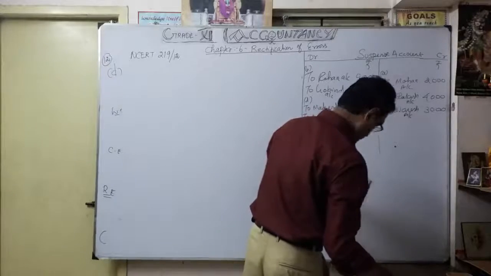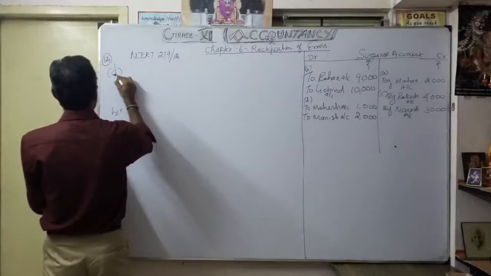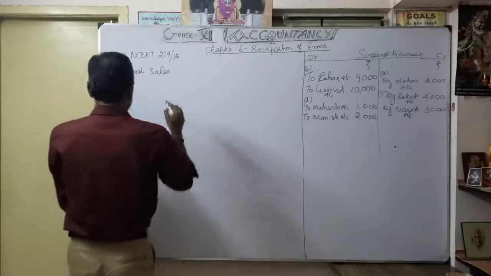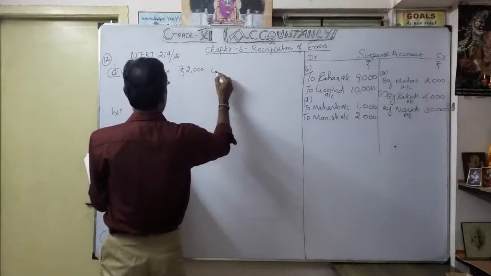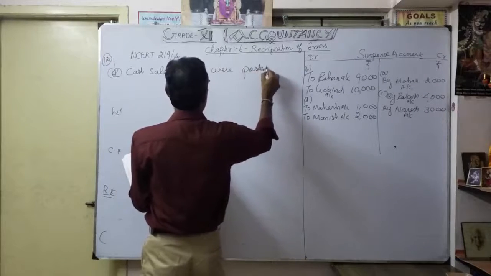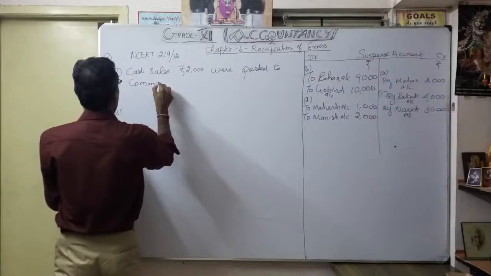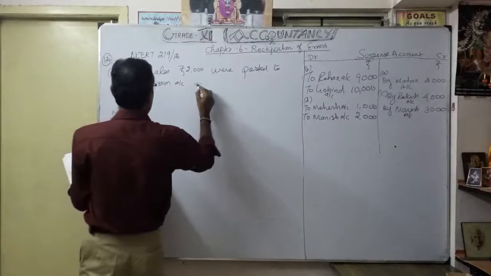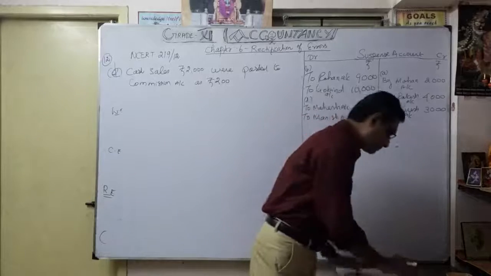Okay, so what is the last one? Cash sales 2000. That is E. Cash sales 2000 were posted to commission account. That to how much? 200. So, understood about this transaction?